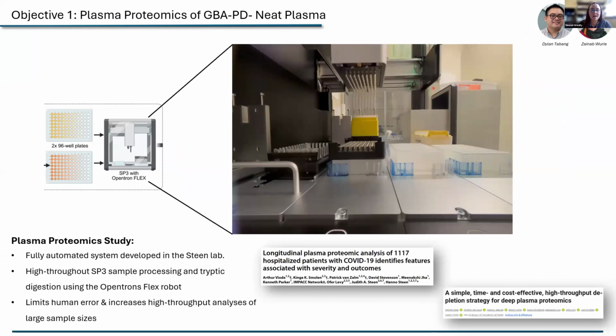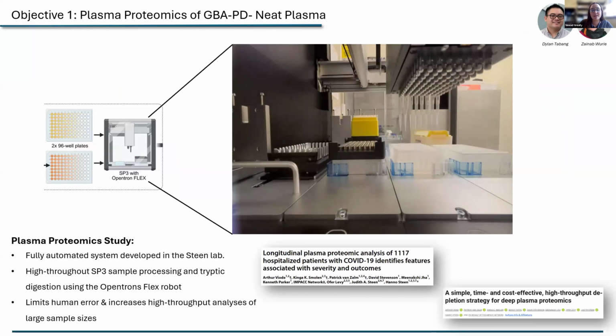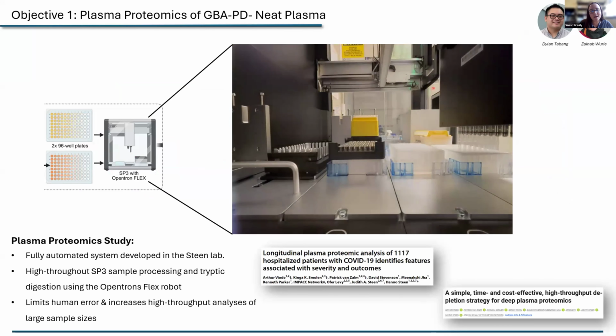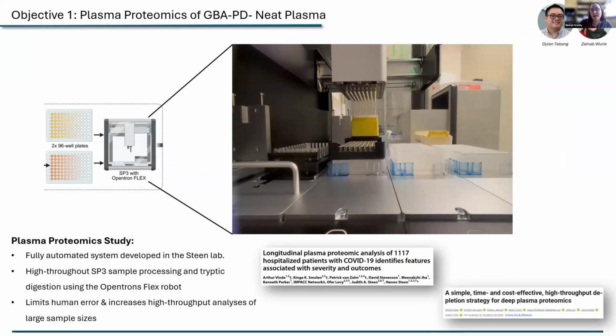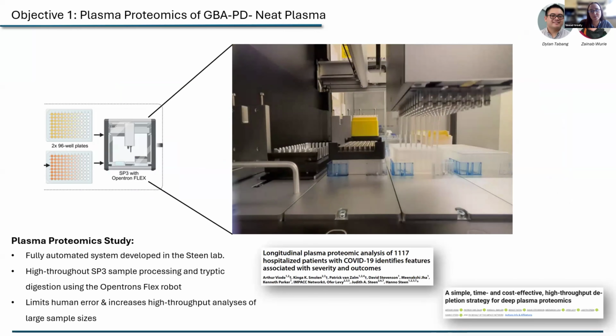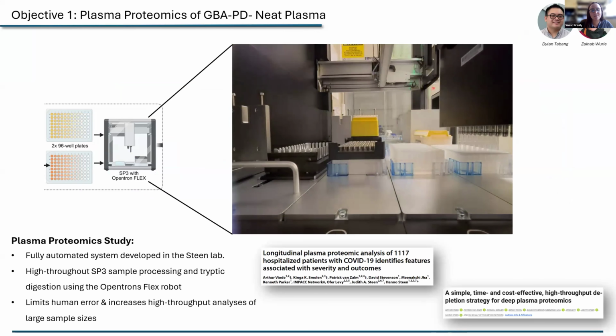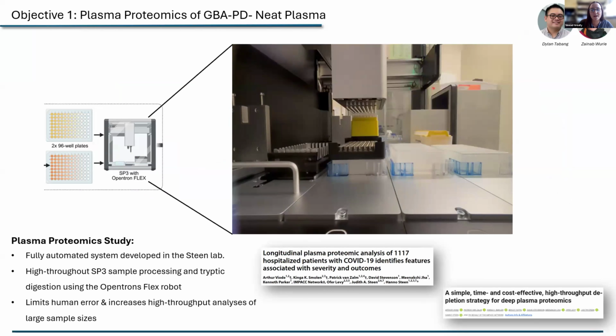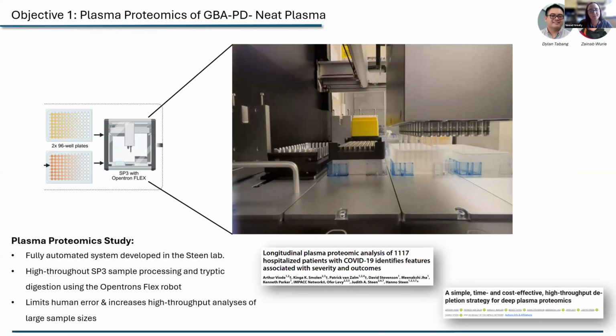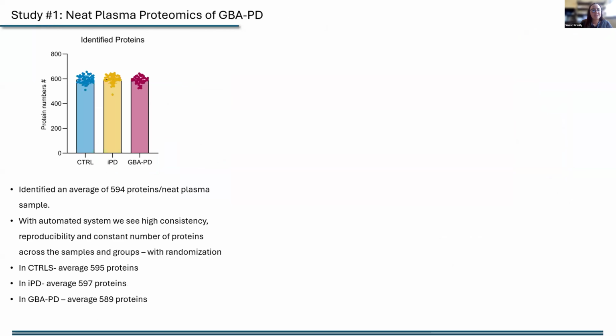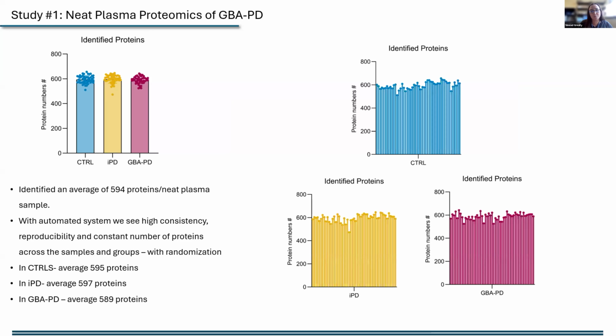One thing that has been really helpful and well established in the STEAM Lab is this fully automated system that allows us to do high throughput plasma proteomics. It has limited human error and increases our ability to analyze hundreds, if not thousands, of plasma proteomic samples. First of all, we identified from just 1 microliter of plasma 594 proteins on average per sample. And with this automated system, we see a lot of consistency and reproducibility across the different groups also.